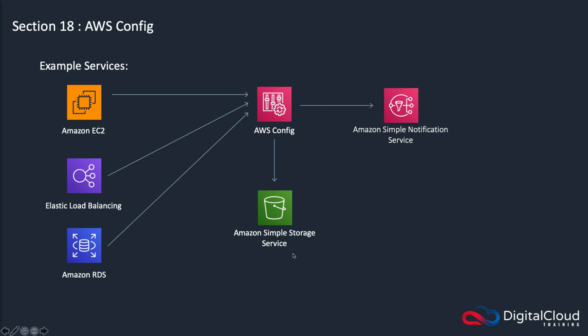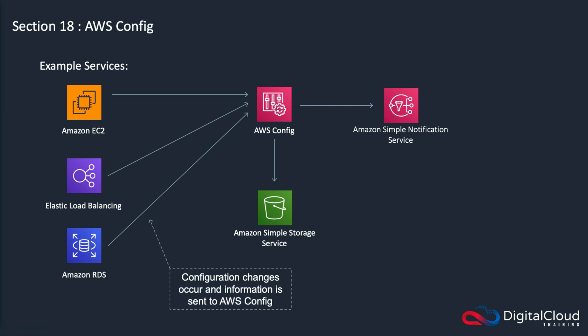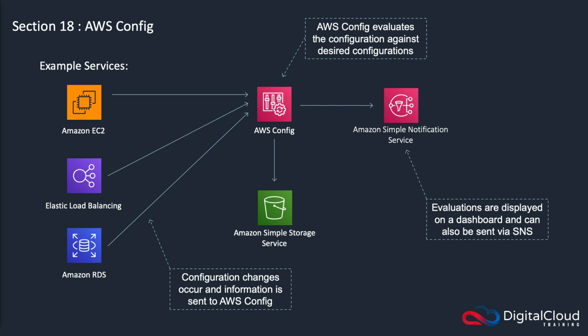Now, the configuration is stored in S3. So the configuration items for each of your resources, all that history is actually stored in S3. And we'll have a look into an S3 bucket where this information is stored when we do the lab after the theory section. So when configuration changes occur, that information gets sent to AWS Config. And then Config will evaluate the configuration against the desired configurations that you have configured within AWS Config. And then after it's evaluated the configuration, it will display that information in a dashboard so you can see it within AWS Config. And then also it can send it via SNS.